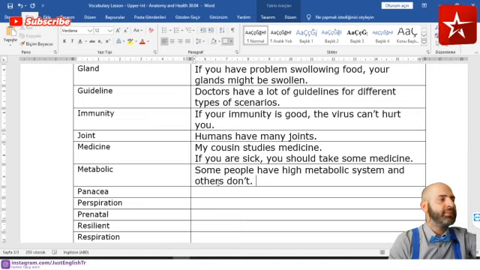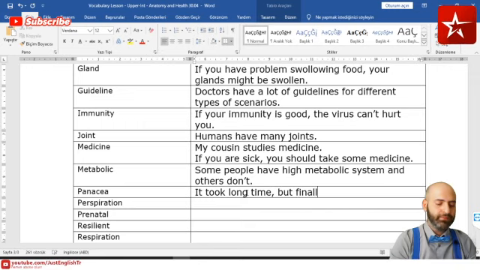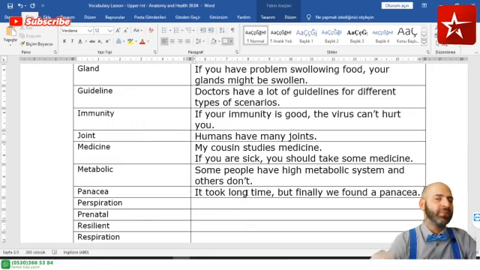I will give you an example like this. It took long time, but finally we found a panacea. Usually we use this word panacea for difficult situations, for when you cannot treat something very easily and finally you find solution. In that case we use panacea, okay?